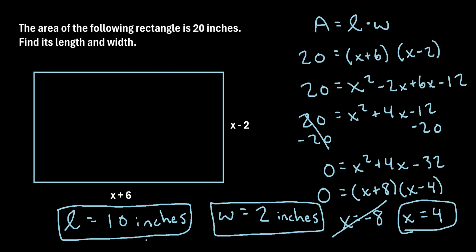And we'll notice that if we do multiply 10 times 2, so the length times the width, we get 20 inches, which we're told the area is indeed 20 inches. So that's how we can double check that we got the right answer.